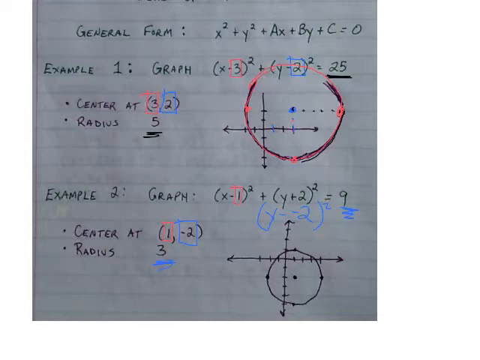So then we plot our center 1 unit over and then 2 units down. There's the center of our circle, and then we have a radius of 3. So we count out 3 units in each direction, drawing our circle. Pretty straightforward.